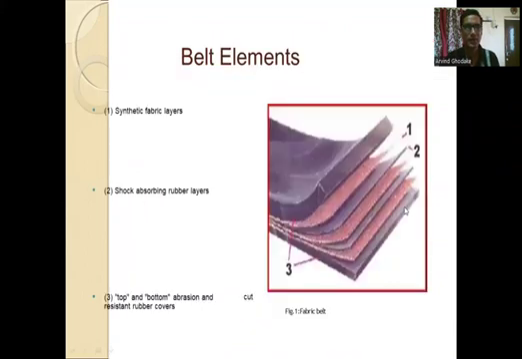Next is the belt elements. Here you can see the fabric belt material. Three layers are there in the belt element. The first one is a synthetic fiber layer. Then the second layer is a shock absorbing rubber layer. And the third layer is the top and bottom abrasion resistant rubber cover.